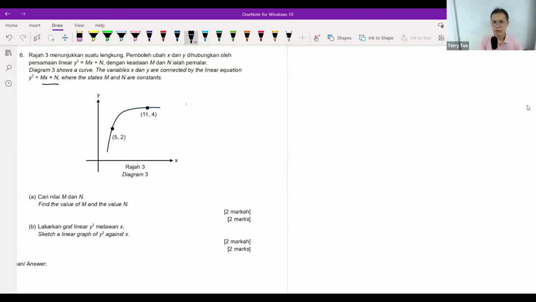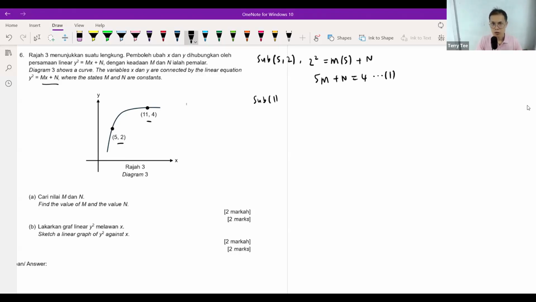Now you notice that this graph passes through these 2 points. So when a curve or a graph passes through a point, we can substitute both coordinates inside. So let's start by substituting 5 and 2 inside. I wrote it wrongly, 5 and 2. Your y is now 2, you got to square it. Your x is now 5. The last term is n, so put together, you get 5m, the m is capital M, let me write nicely, plus n equals to 4. That is your first equation.